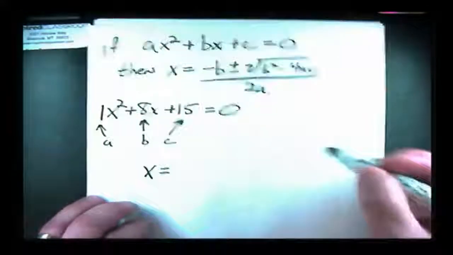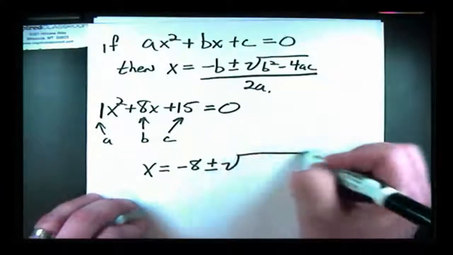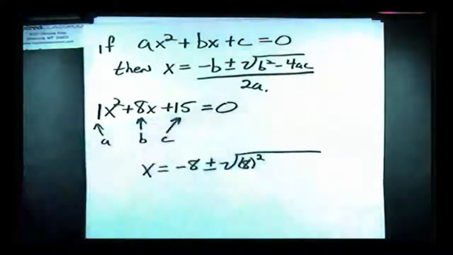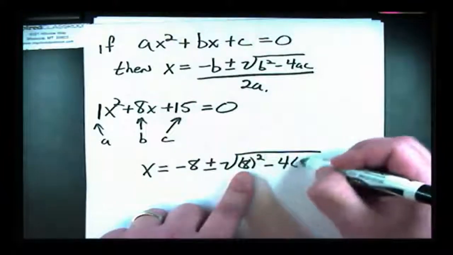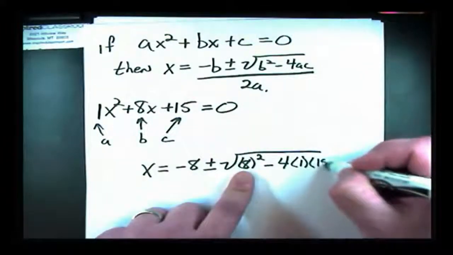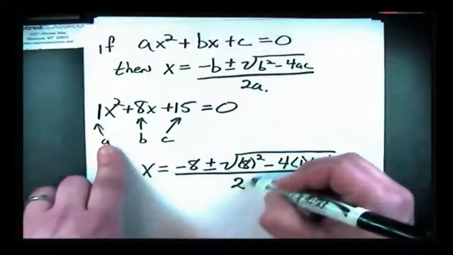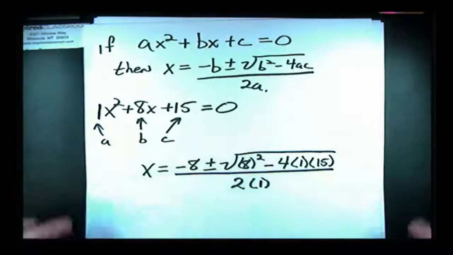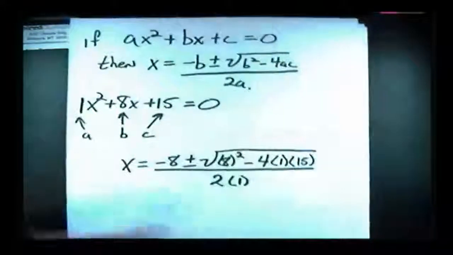So x is equal to the opposite of b, so negative 8, plus or minus the square root of b squared, so 8 squared. Notice I separated my variable with parentheses. 8 squared minus 4 times a, which is 1, times c, which is 15. All of this is divided by 2 times a, so 2 over 1. Once we've got it put into the formula, now we have to use our PEMDAS, or please excuse my dear Aunt Sally, or my order of operations, better yet, to solve this problem.